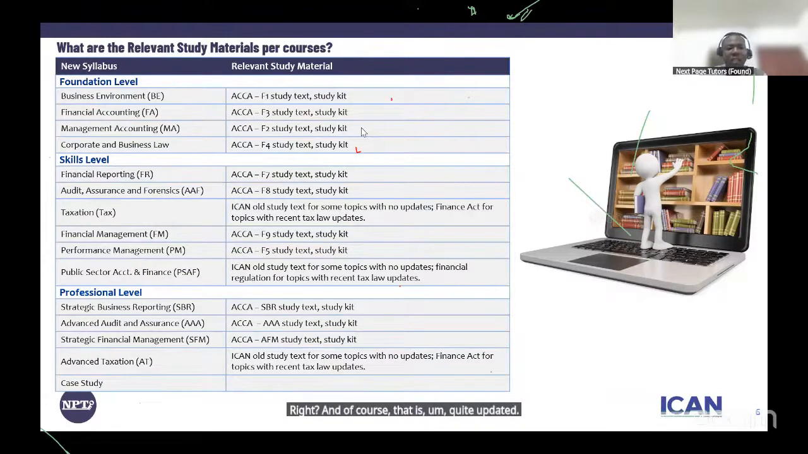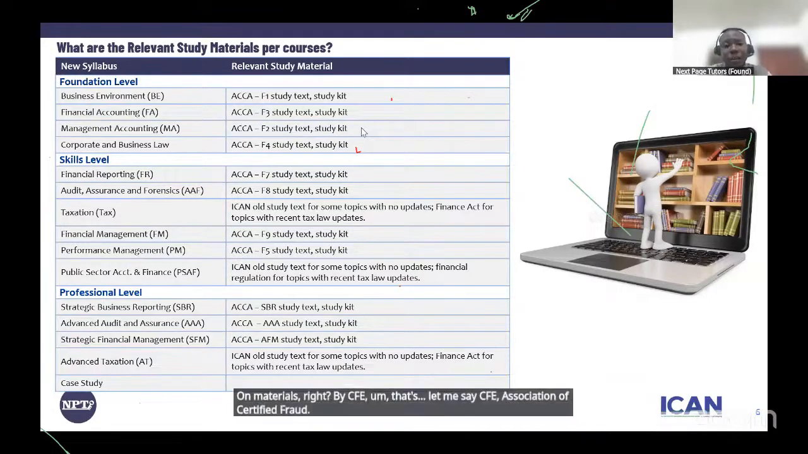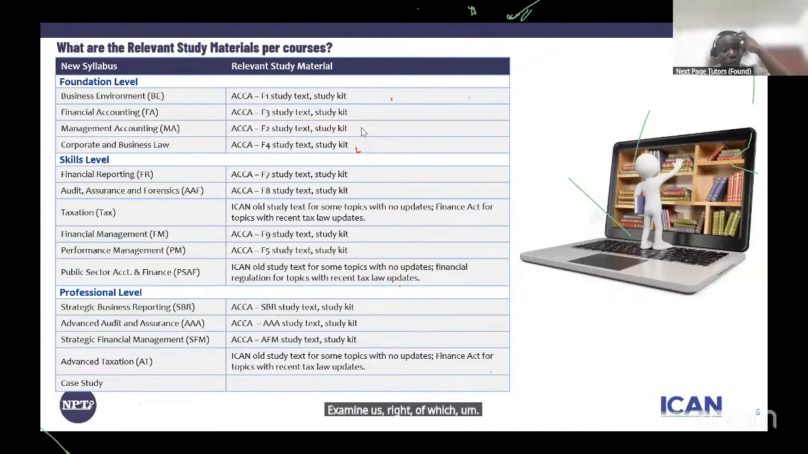Audit, assurance and forensic is equivalent to F8. However, for some content that we cannot find inside F8, we are going to get it from CFE materials. By CFE, I mean the Association of Certified Fraud Examiners, of which we also have the materials. They focus more on the forensics part, so we'll get the content from there if we cannot find those chapters in F8, and of course source the material from elsewhere.